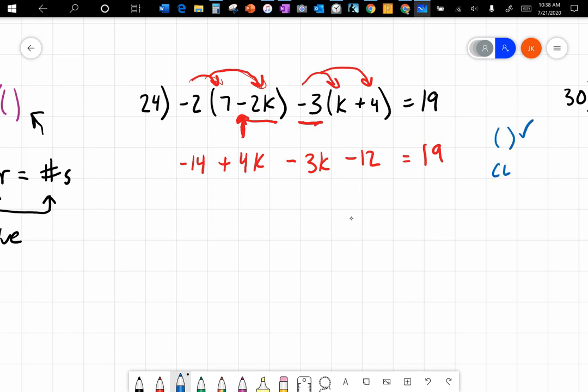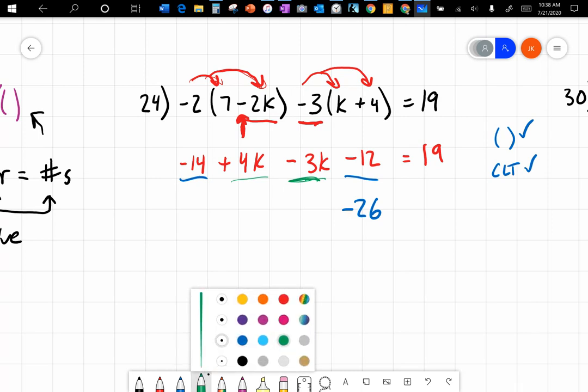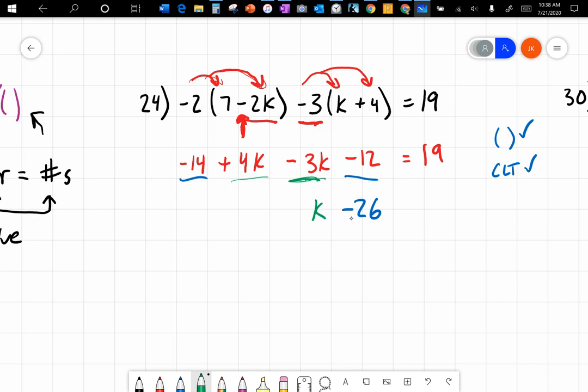Now we need to combine like terms, because we got more than one term on one side. Well, I know -14 and -12 are like terms. They're both numbers, right? So that's going to give me -26. And then I also have 4k and -3k. Don't forget about that sign in front. Let me make this a little bigger. That's going to give me just 1k minus 26 equals 19. That hasn't changed.